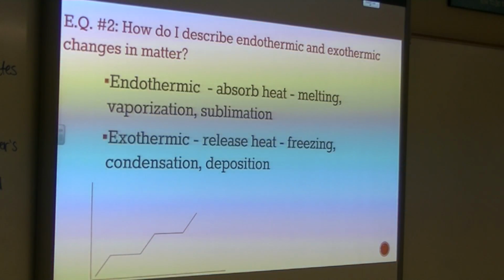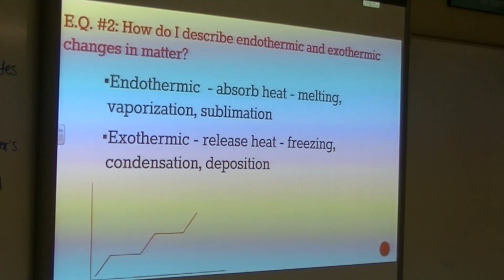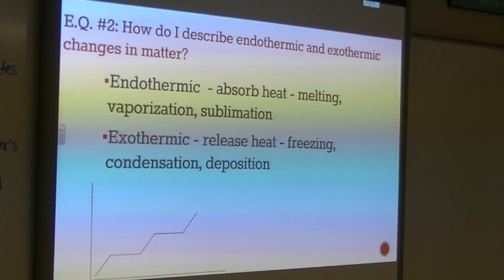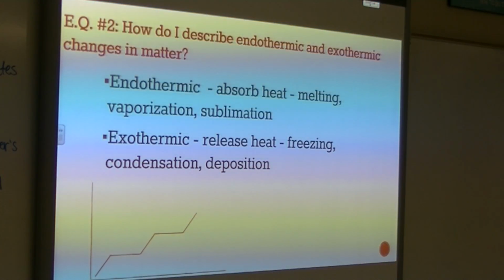Last one. How do I describe endothermic and exothermic changes in matter? So yesterday we talked about endothermic changes being the ones that absorb heat. They take in heat. Endo means inside. So they take the heat in order to do whatever the phase change is. The endothermic phase changes are melting, which is solid to a liquid, vaporization, which is liquid to a gas, and then sublimation, which is solid to a gas.